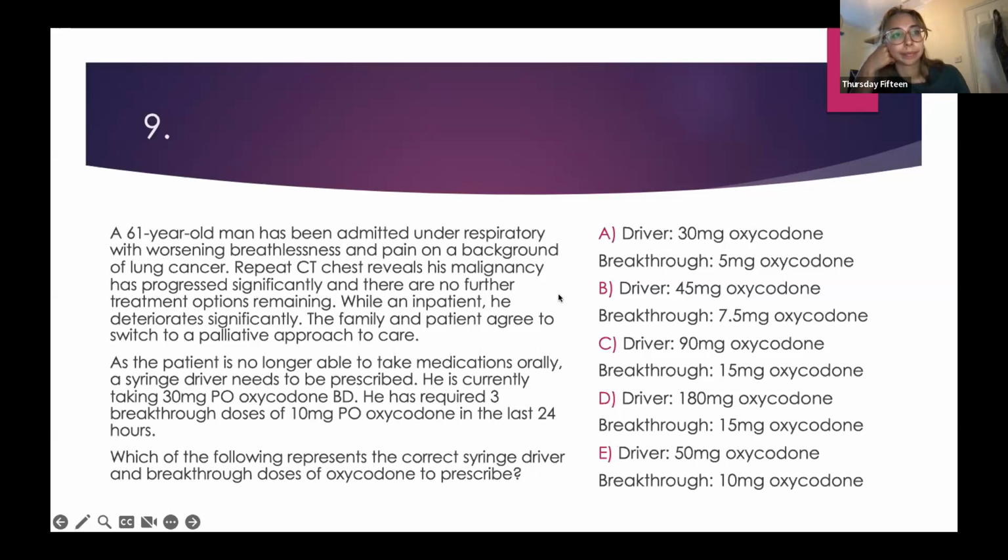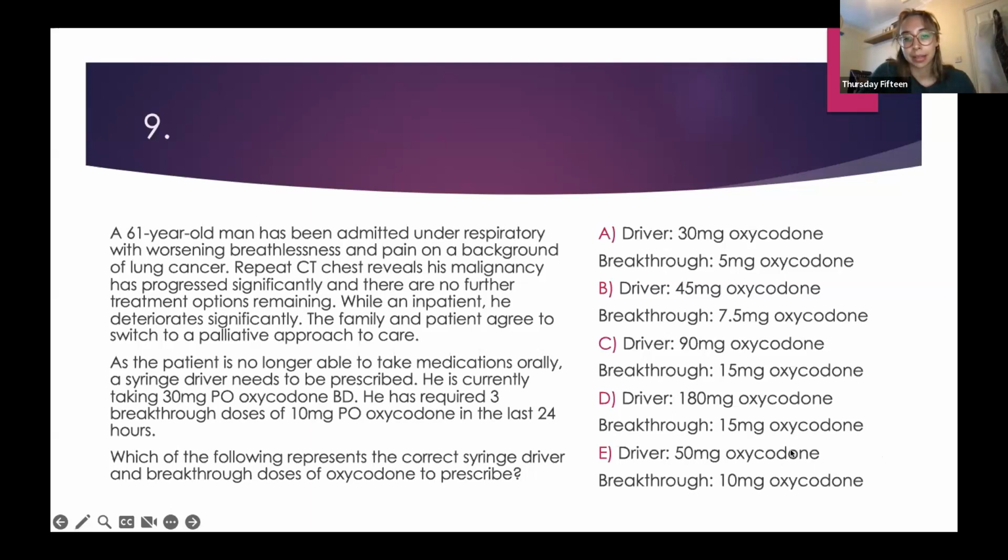Question 9. So this is a question about opiate management in palliative care. So this is a guy with progressive lung cancer who's deteriorating, and we're taking a palliative approach to his care. The patient can't take his meds orally, so we need to prescribe a driver. He's currently taking 30 milligrams of oxycodone twice a day. He has required 3 breakthrough doses of 10 milligrams of oxycodone in the last 24 hours. Which of the following represents the correct syringe driver dose?